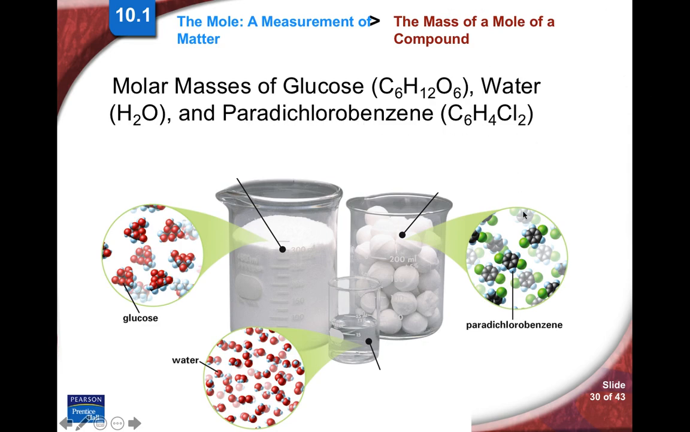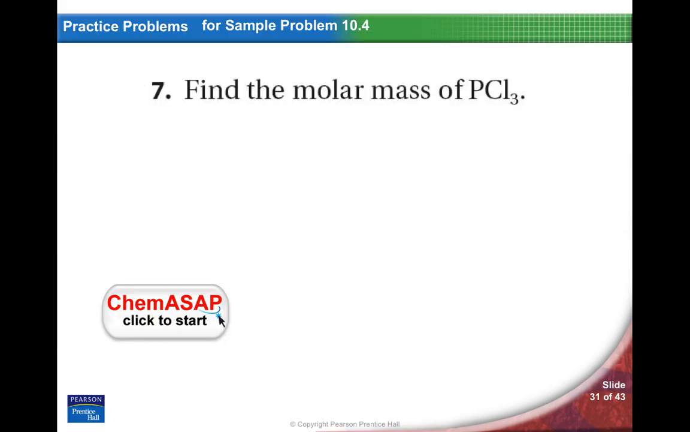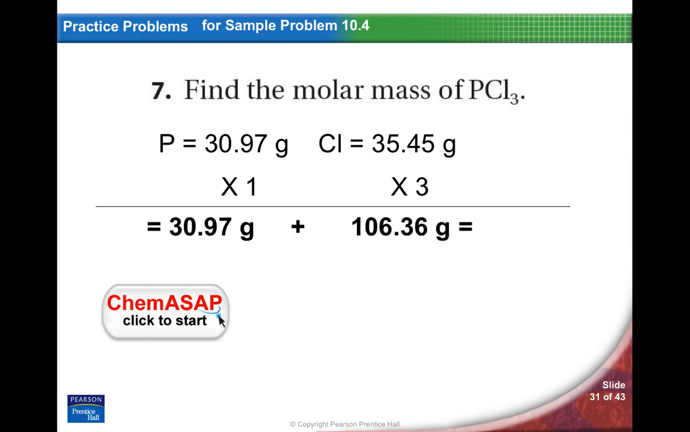Glucose, water, paradichlorobenzene, they all have different molar masses. 180 grams per mole for glucose, 18 grams per mole for water, and 147 grams for paradichlorobenzene. So find the molar mass of phosphorus trichloride. I should make you name it too. Phosphorus on your periodic table is 30.97. Chlorine is 35.45, but there's 3 of them. So we're going to have to multiply the individual mass for chlorine times the subscript 3, and then we just simply add them all together.